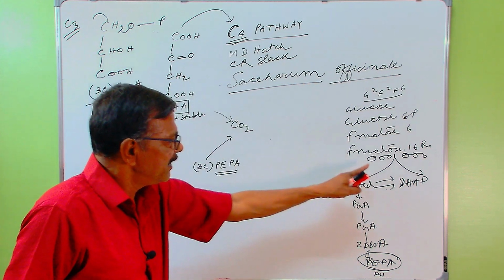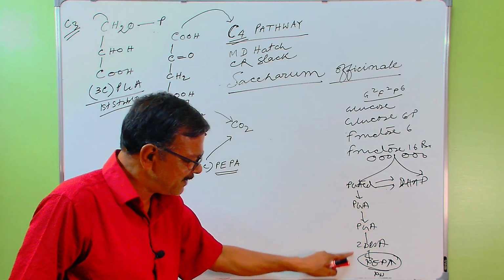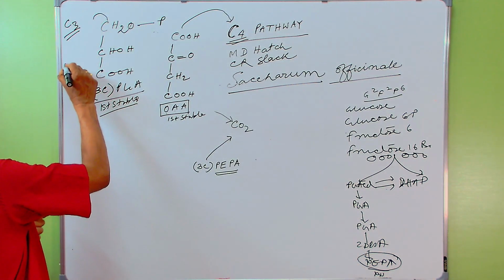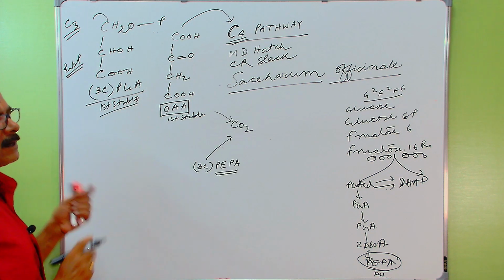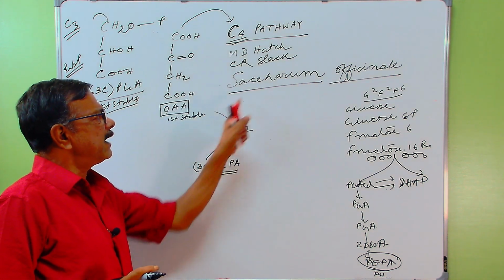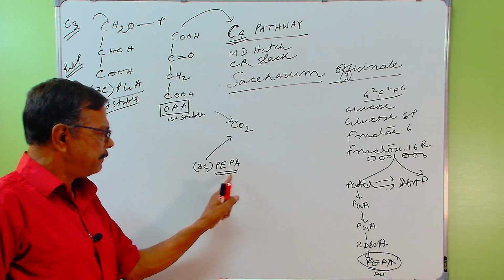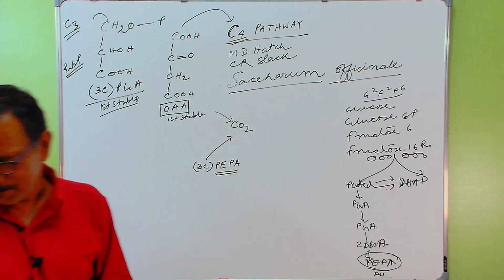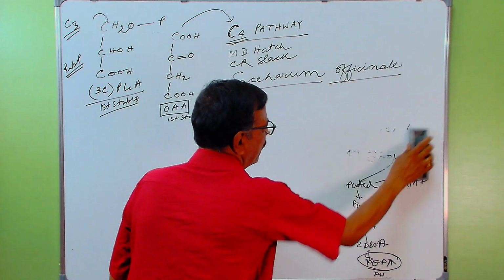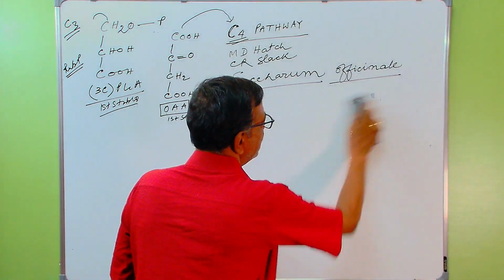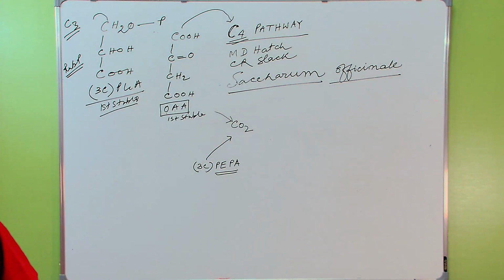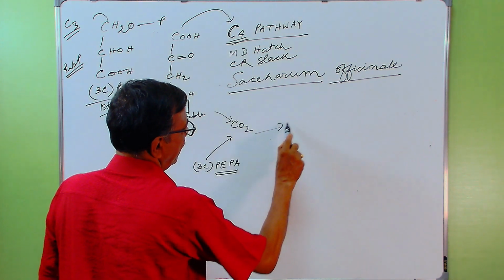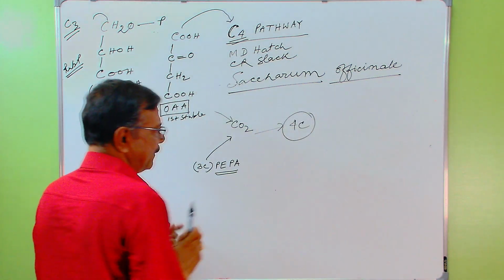This phosphoenol pyruvic acid is a 3-carbon compound, and all these are 3-carbon compounds. So instead of RuBP as the acceptor of CO2, here the acceptor in Saccharum officinarum, in sugarcane, is phosphoenol pyruvic acid, a 3-carbon compound. So a 3-carbon compound and a 1-carbon compound: how much? It will be a 4-carbon compound. So phosphoenol pyruvic acid is producing a 4-carbon compound. Clear up to this?